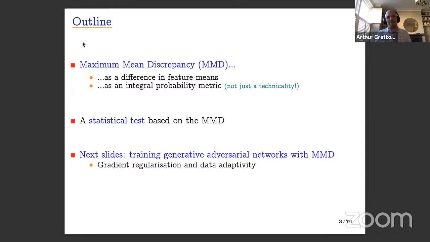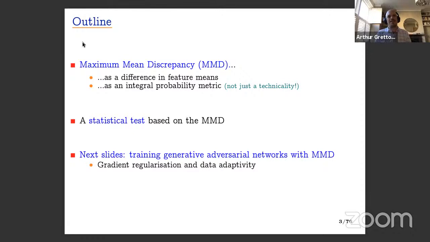The second way that we're going to look at is as something called an integral probability metric. If you're not familiar with that, don't worry, because we're going to introduce it. It turns out that for our purposes, the second way of understanding MMD is the better one. And for that, we're going to use our understanding of RKHSs as spaces of smooth functions, the second notion of RKHS that we introduced yesterday.